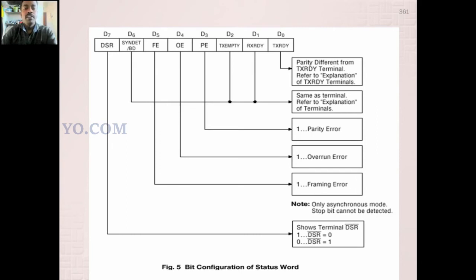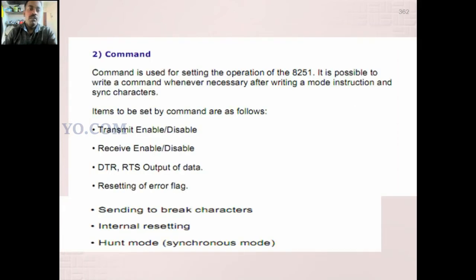Then framing error. The data are transmitted in the form of frames one by one, so if the frames are missed or lost, then it is considered a framing error. And the last one is DSR, data set ready. If it is 0 it is enabled, if it is 1 it is disabled. So these are the 8-bit status of 8251.